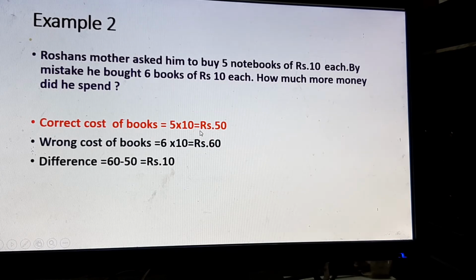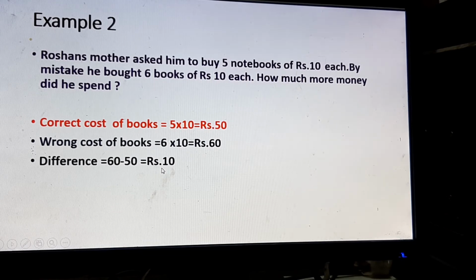5 into 10, rupees 50. But the wrong cost, why am I saying wrong cost? Because Arjun by mistake bought more books, isn't it? So what is the wrong cost of books? 6 into 10, that is rupees 60. So what is the difference? How much more did he spend? 60 minus 50, that is rupees 10.